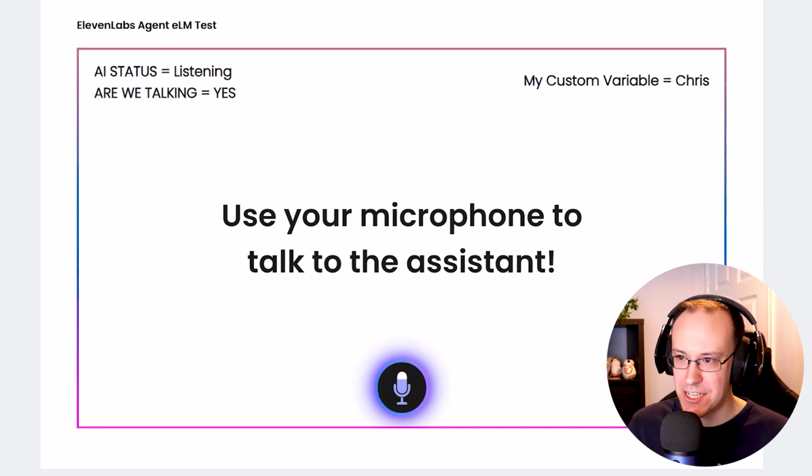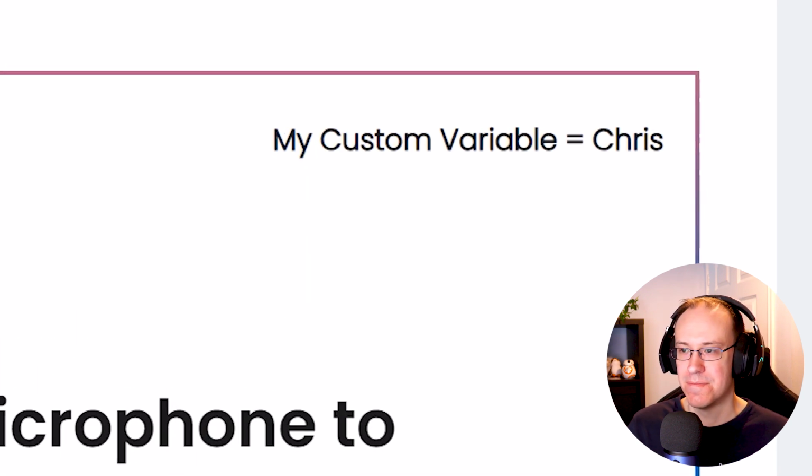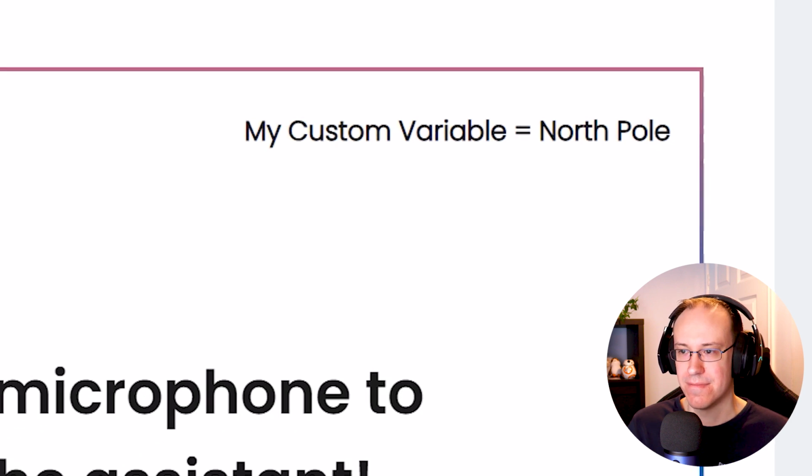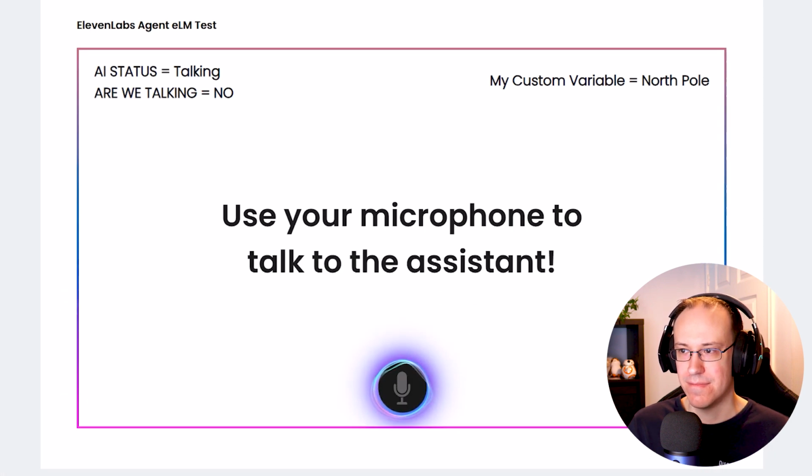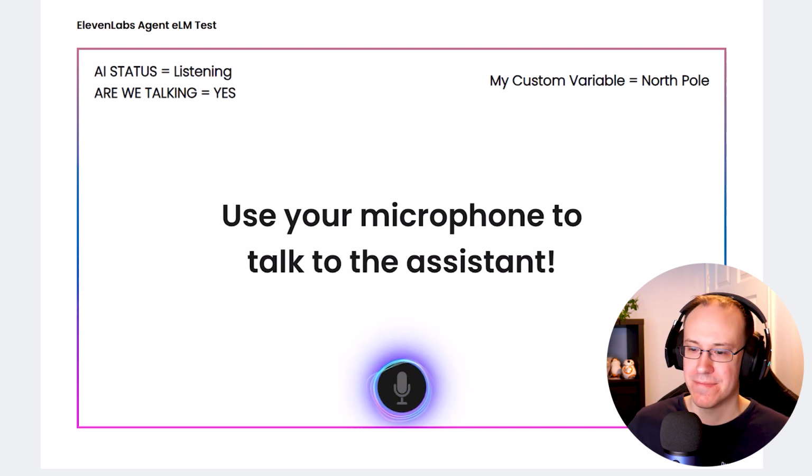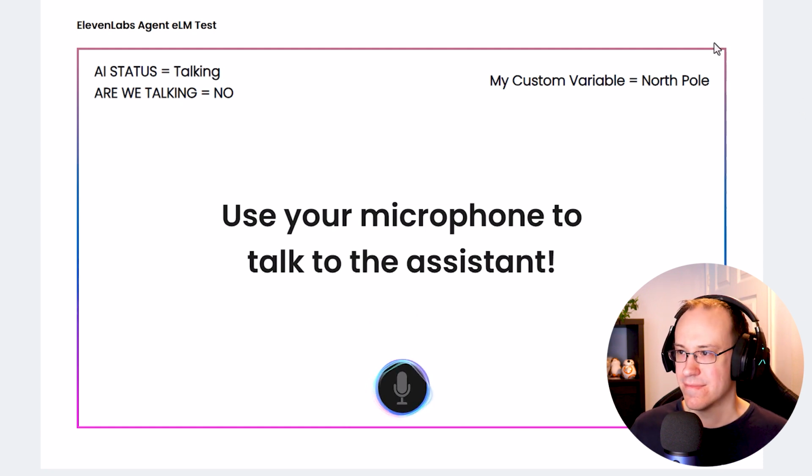Yeah, could you please change the variable value again to the location where you would typically find Santa Claus? Certainly. I'd be happy to change the variable value to the location typically associated with Santa Claus. I've updated the custom variable value to North Pole for you. That's where Santa Claus is traditionally said to live and work. Okay, is there anything else you'd like help with? You're welcome. I'm glad I could help update the variable value for you.